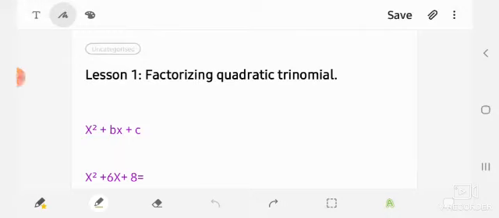Hello, dear friends. Our lesson today, this is our first lesson in second year preparatory. It is about factorizing quadratic trinomials. Okay, first, what is a trinomial?